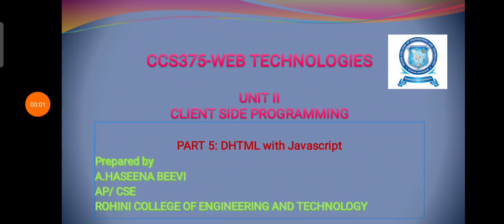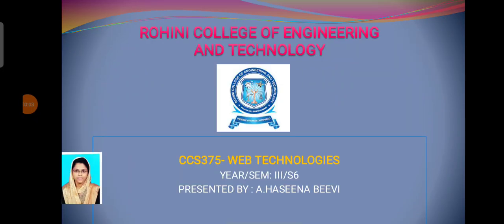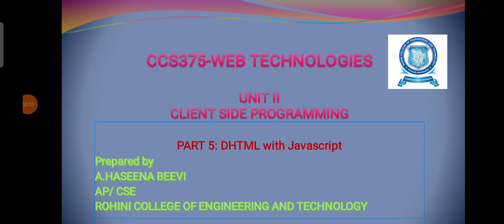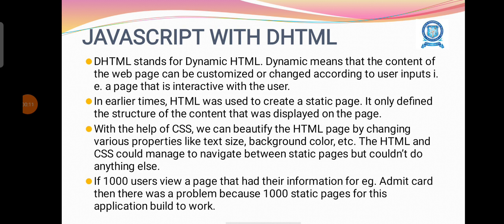Hello everyone. In this video lecture, we are going to see the topic DHTML with JavaScript from the second unit of Web Technologies. DHTML stands for Dynamic HTML. Dynamic means the content of the web page can be customized or changed according to the need of the user or based upon the user inputs.